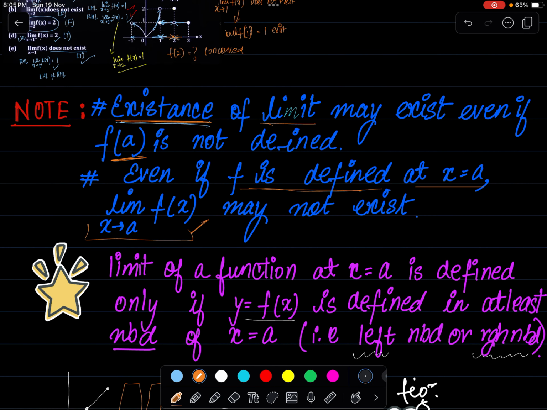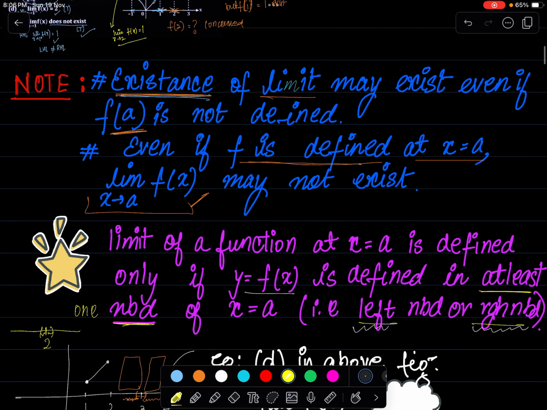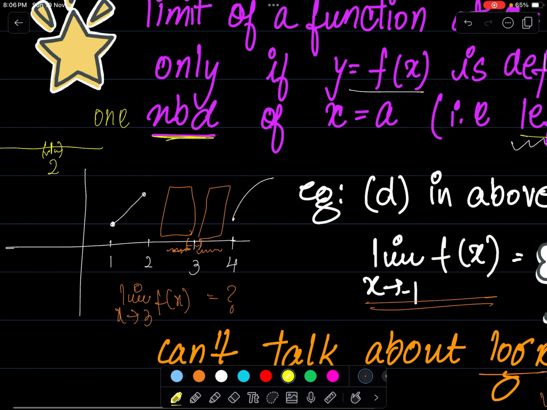Okay? And the next one is, the limit of a function can be found only when it is defined in at least one neighborhood. When I talk about a neighborhood, if I take a point, let's say 2, neighborhood means near to 2, the right and left hand side. The function should be defined in at least one of the neighborhoods, or else I cannot go on and find the limit. What does that mean?